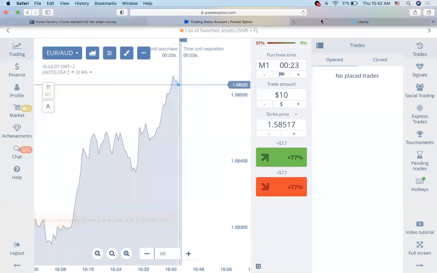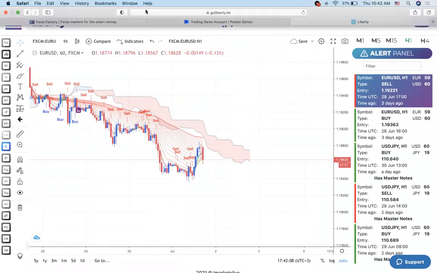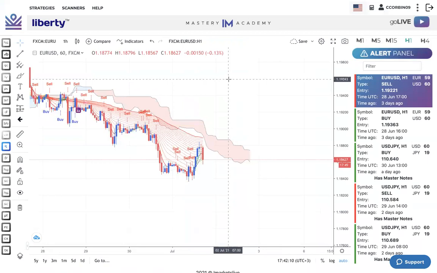So we are going to go back to the Liberty Scanner and we're going to start to mark up our charts. So we are doing Euro AUD.